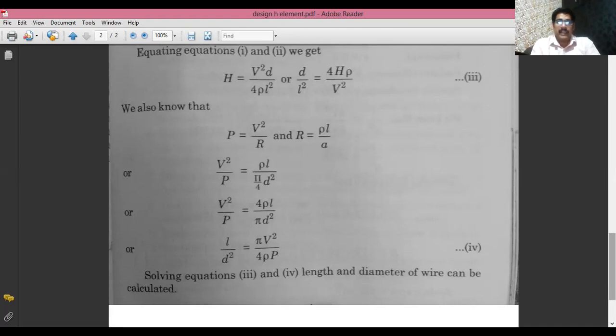I think this will be clear to you. Now, based upon these formulas and equations, we are trying to solve a numerical. I think this derivation is clear to all of you, and if it is clear, then you can easily put the values in these formulas and get your result. So now I am sharing the numerical that we are solving, showing how d and L can be calculated for designing the heating element used for heating purposes.